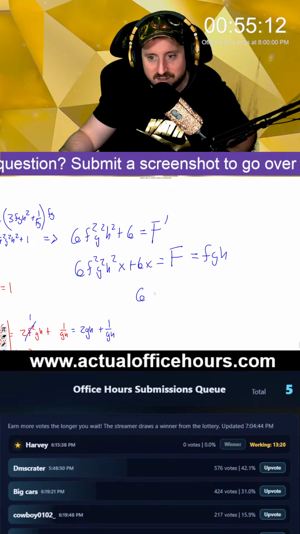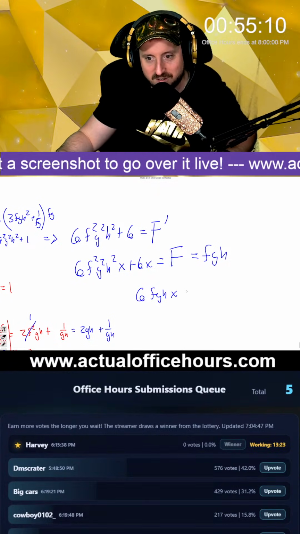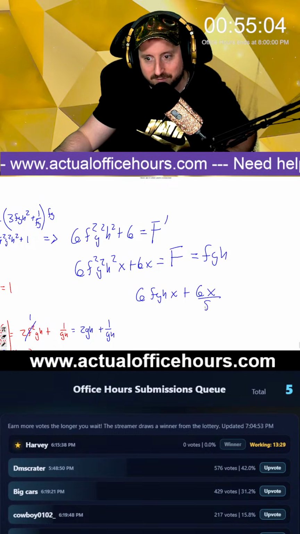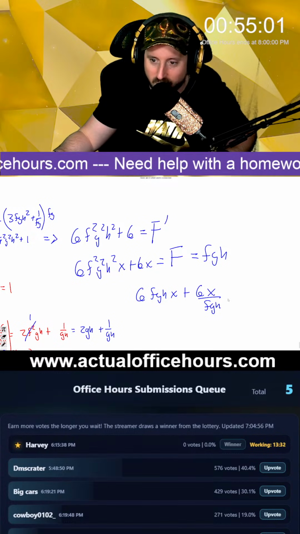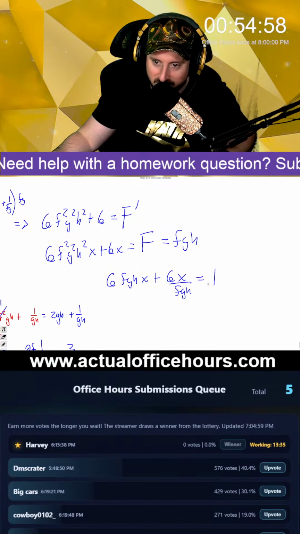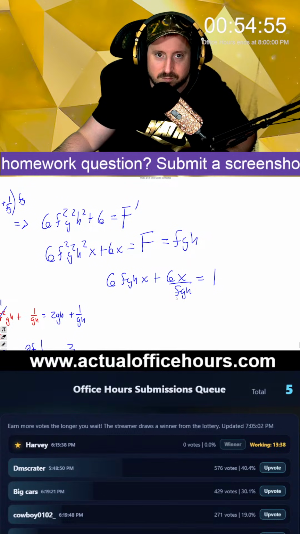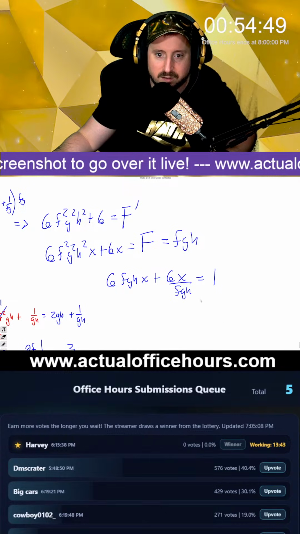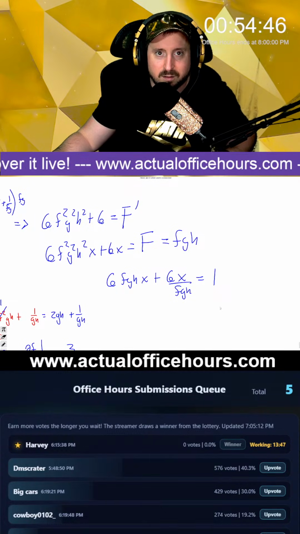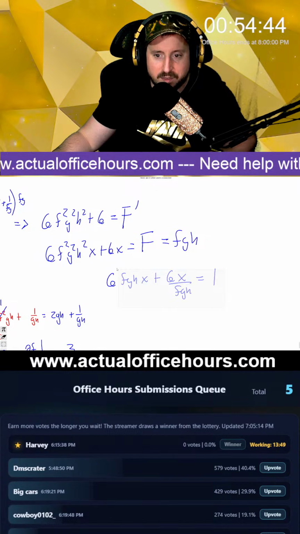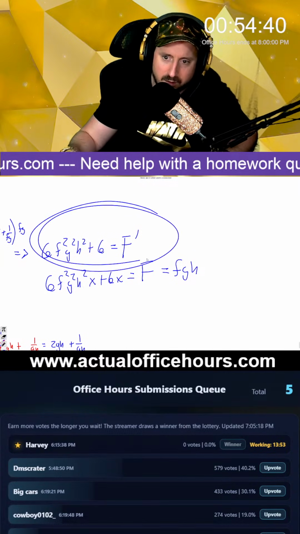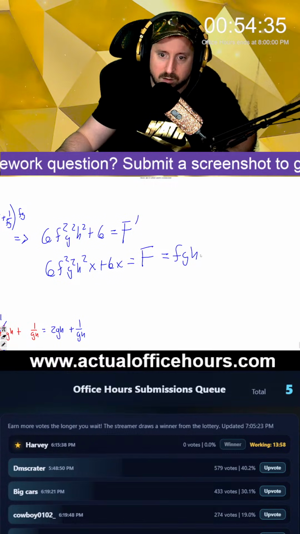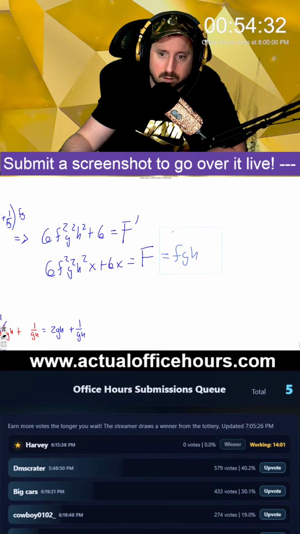Okay, wait. So then 6fghx plus 6x over fgh equals 1. I don't like this. Okay. Yeah, I understand that. But wait, where'd the x go? I think there's still an x in there, no? Didn't I have to pop an x when I integrate both sides? Right?